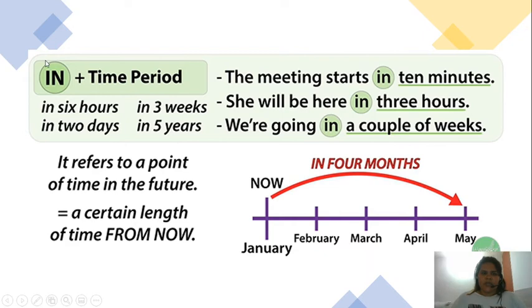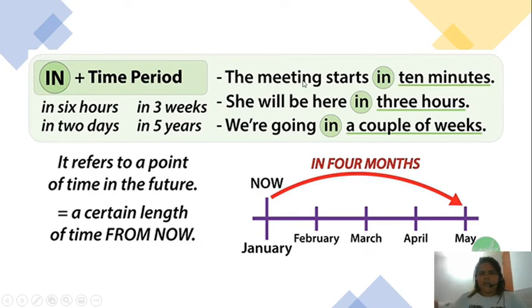Also, we use in when we are talking about a time period. For example, in 6 hours, in 3 weeks, in 2 days, in 5 years. What is a time period? It refers to a point of time in the future. For example, this is now, and in 4 months, so February, March, April, May, is a time period.